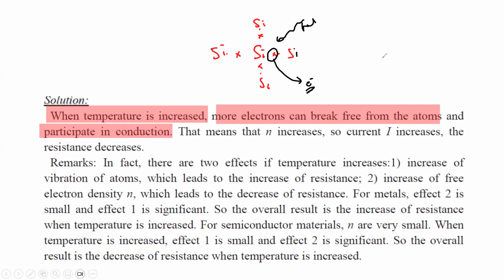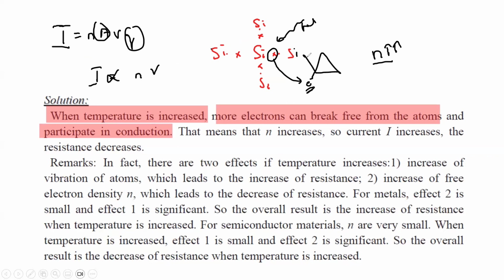So what will happen to the value of n? The value of n is increasing. And we have to use the transport equation, I = nAvq. q is a constant, the charge, and A is the cross-sectional area, which is also constant. So I will be proportional to n and v. But when the temperature increases, what happens to the drift speed? The drift speed decreases.